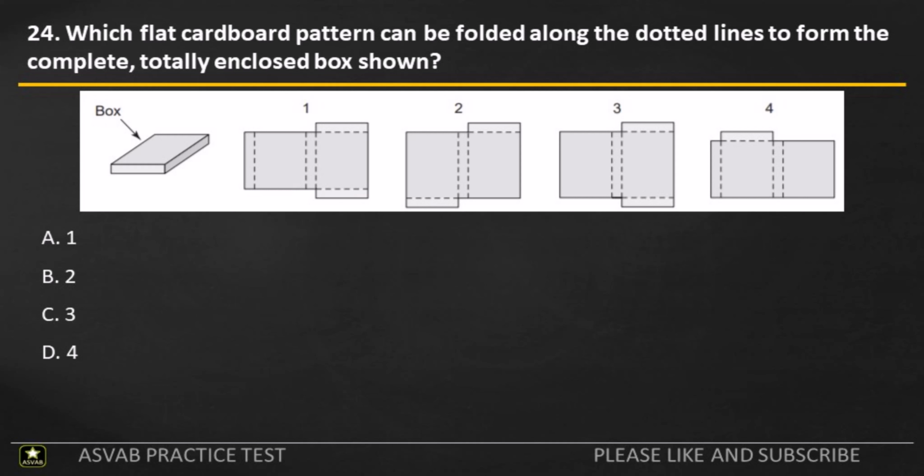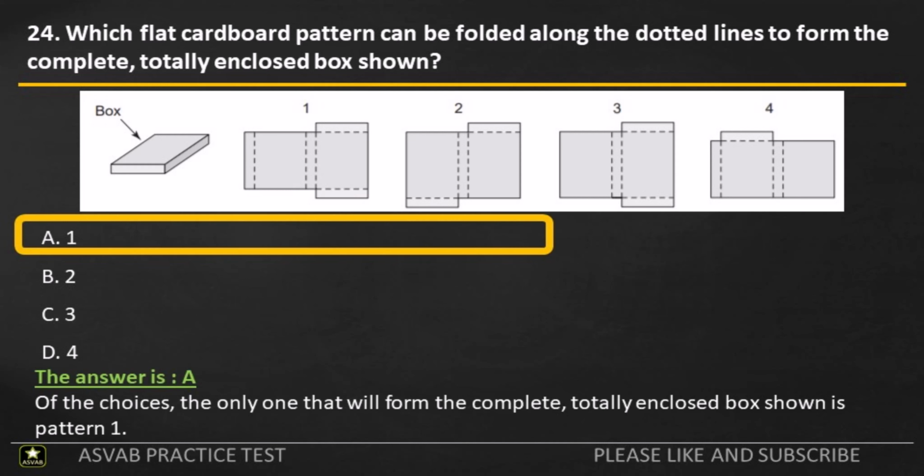24. Which flat cardboard pattern can be folded along the dotted lines to form the complete, totally enclosed box shown? A. 1. B. 2. C. 3. D. 4. The answer is A. Of the choices, the only one that will form the complete, totally enclosed box shown is pattern 1.